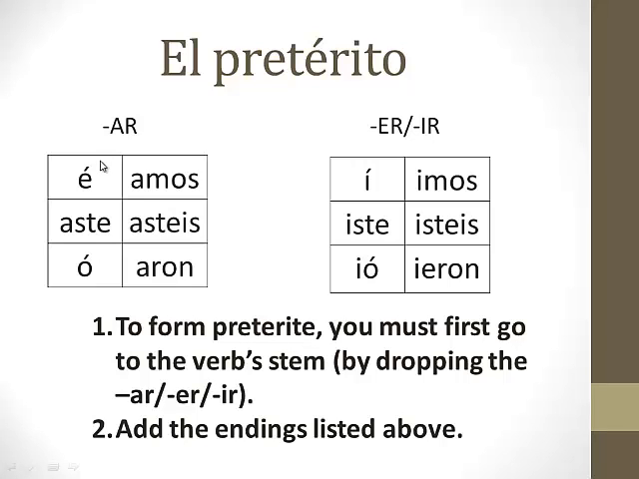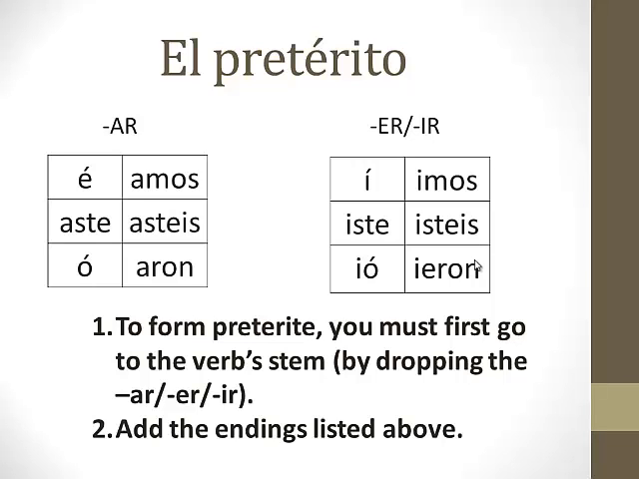For AR verbs, your endings are é, aste, ó, amos, asteis, aron. ER-IR endings: í, iste, ió, imos, isteis, ieron.